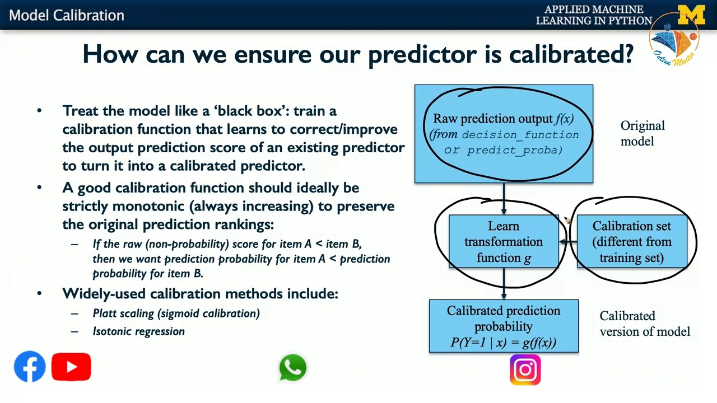So there are a couple widely used methods to learn this transformation function g. The first method is called Platt scaling or sigmoid calibration, where g is a sigmoid function. And then the second, more general method is called isotonic regression, and I'll explain what each of these is in the next slides.